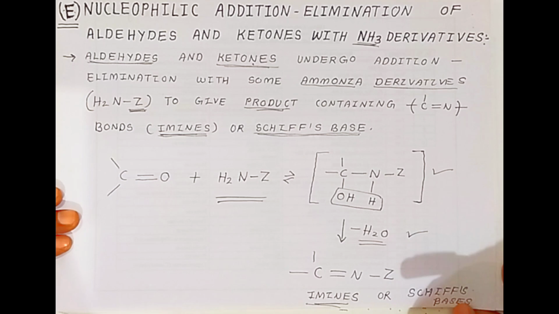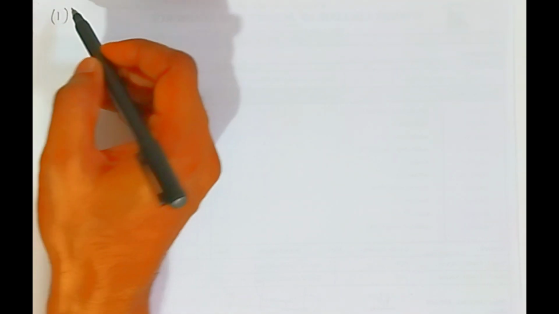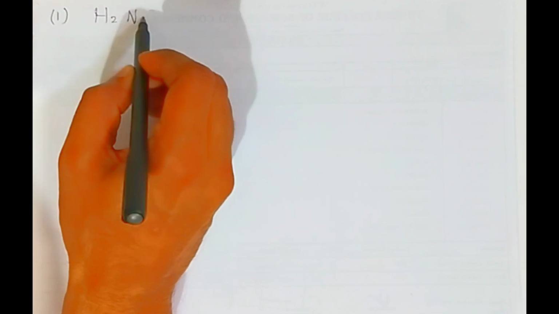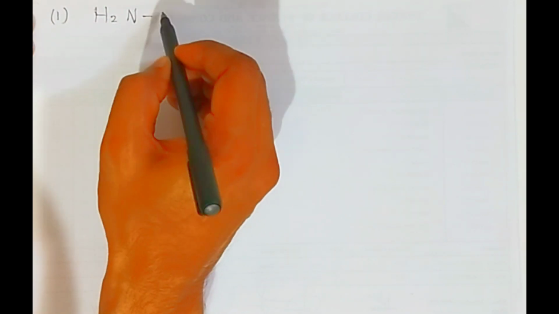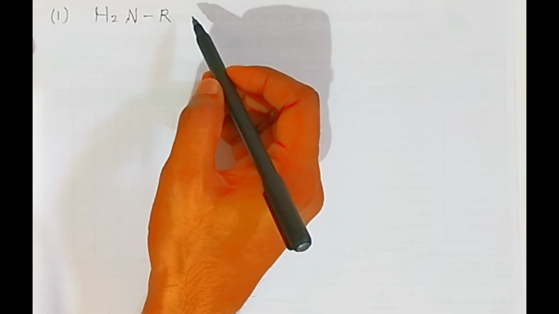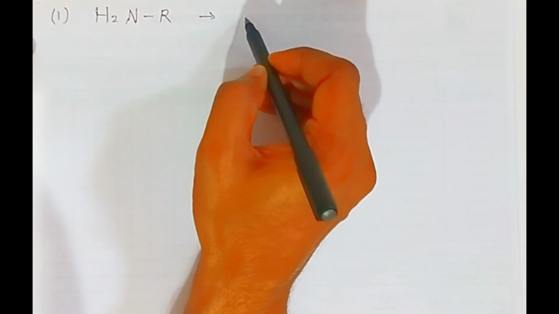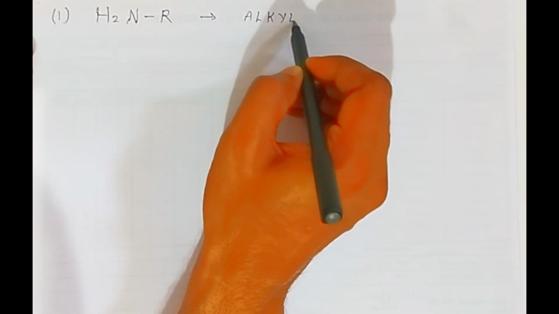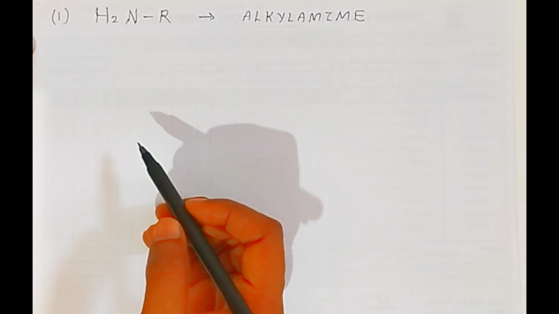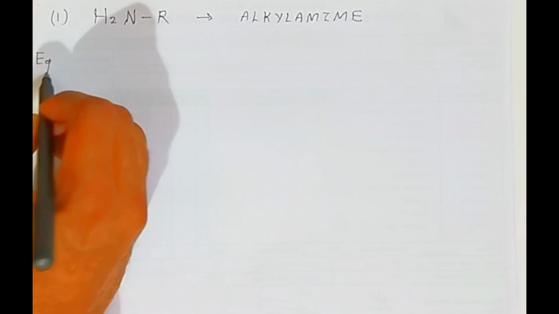Now students, we are going to see 6 ammonia derivatives. The first ammonia derivative we are going to see is when aldehyde and ketone react with H2N, where the hydrogen of ammonia is replaced with an alkyl group. When the hydrogen is replaced with an alkyl group, it is called an alkylamine. Let us see an example.